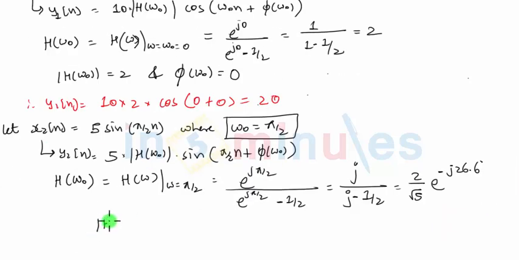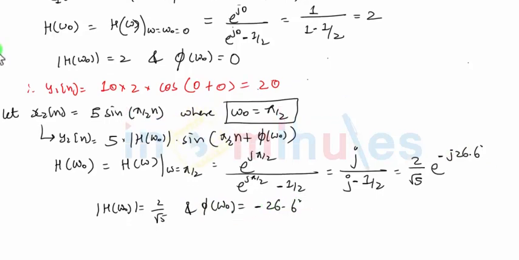This means that mod H of omega naught is equal to 2 by root 5 and phi of omega naught, which is the phase part, is minus 26.6 degree. And with that, I'm in position to write the second output part, y2 of n, which will be, this time input was 5 multiplied by the magnitude that we got, 2 by root 5. Sine term comes out as sine of pi by 2 n plus phi of omega naught, we got it as a minus, so I'll use directly the minus sign here, 26.6 degree.